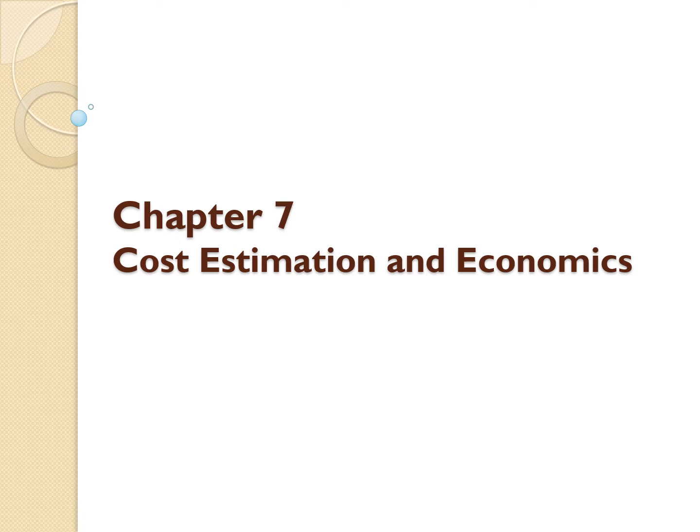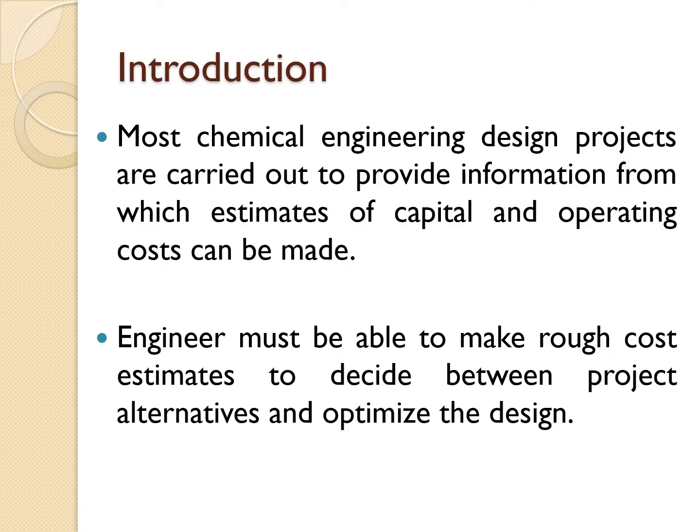Chapter 7 is about cost estimation and economics. As per the introduction, most chemical engineering design projects are carried out to provide information for the estimation of capital and operating costs. Normally, an engineer must be able to make a rough cost estimate to decide between project alternatives and also to optimize the design. When you're dealing with process equipment design, you also need to consider their costing to develop the chemical plant.